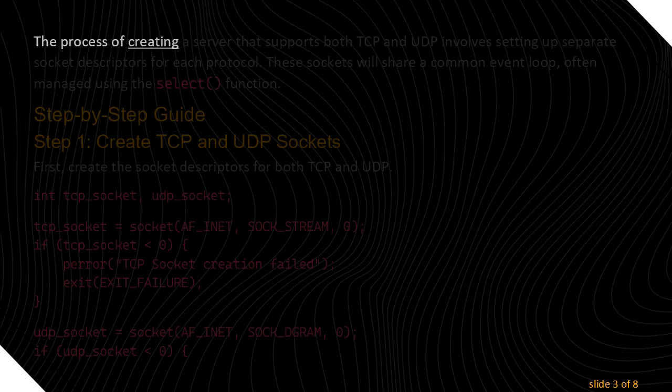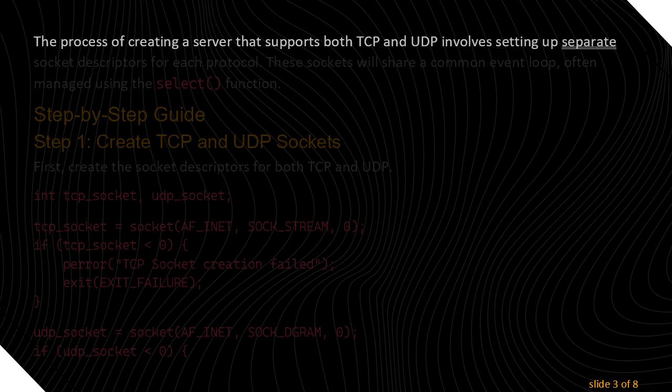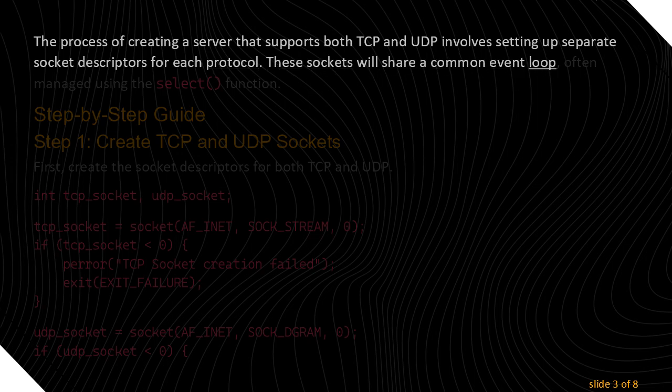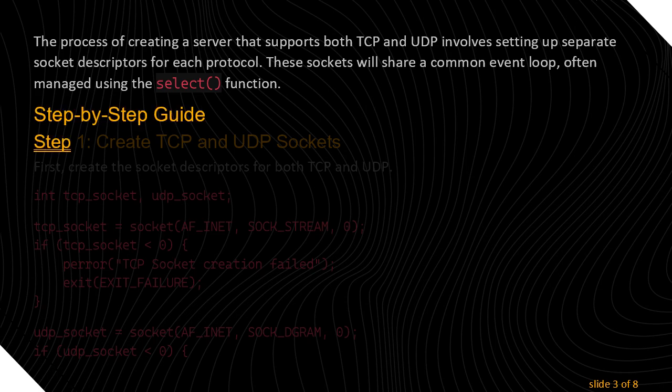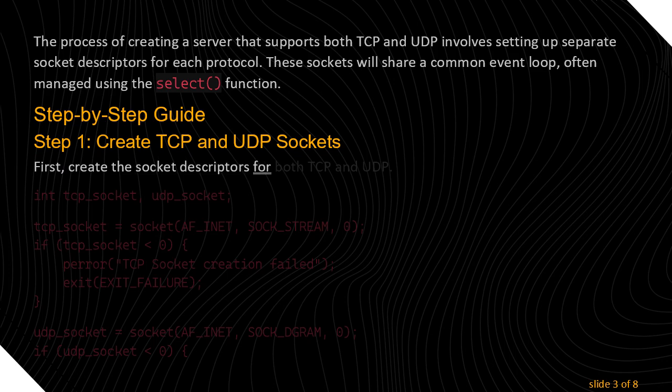The process of creating a server that supports both TCP and UDP involves setting up separate socket descriptors for each protocol. These sockets will share a common event loop, often managed using the select function. Step-by-step guide. Step 1. Create TCP and UDP sockets. First, create the socket descriptors for both TCP and UDP.